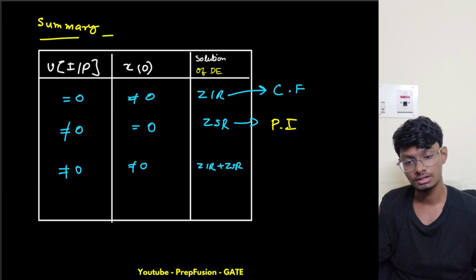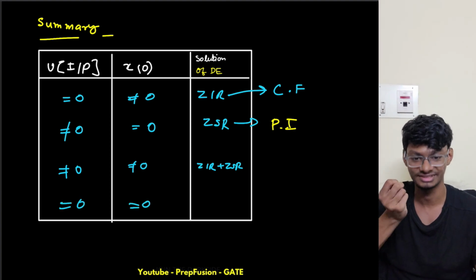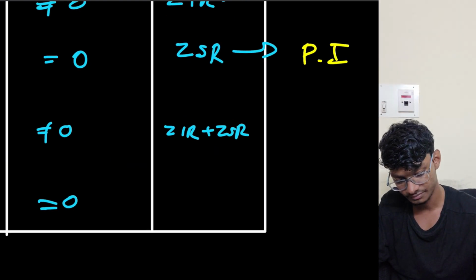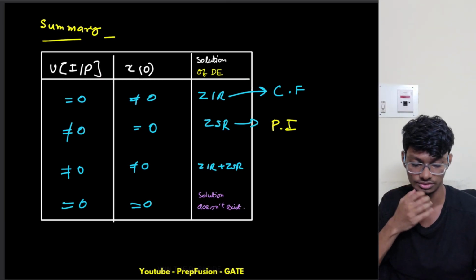And if both of them are equal to 0, then what is the point? Solution doesn't exist. There isn't any solution. So in this case, solution doesn't exist.